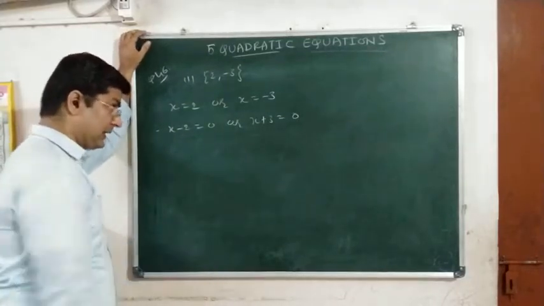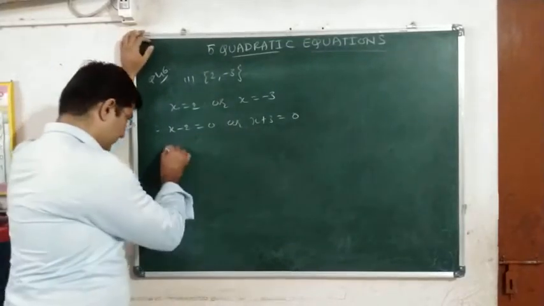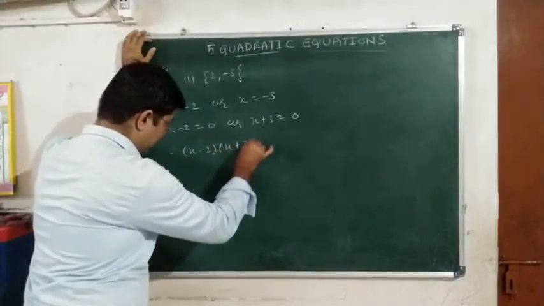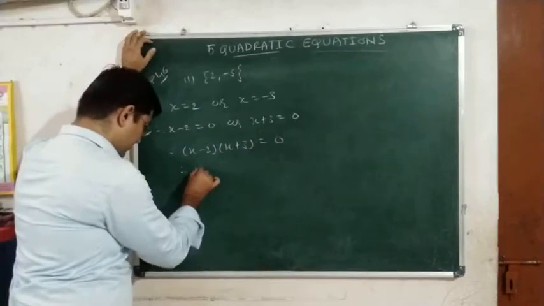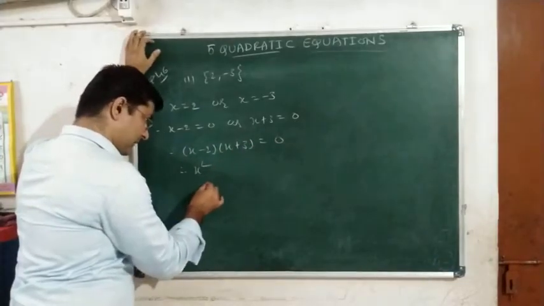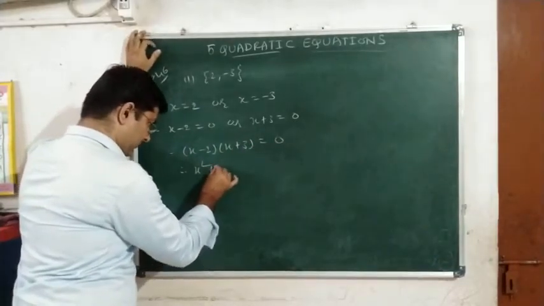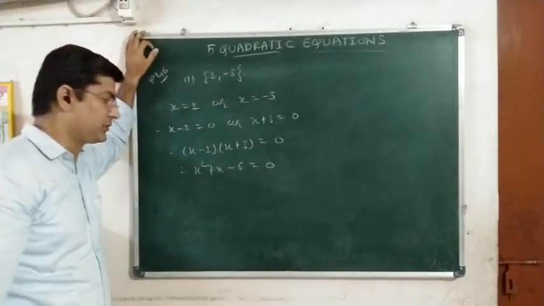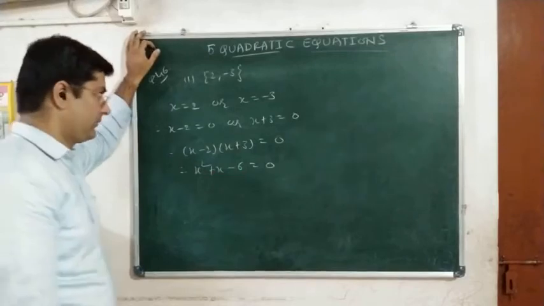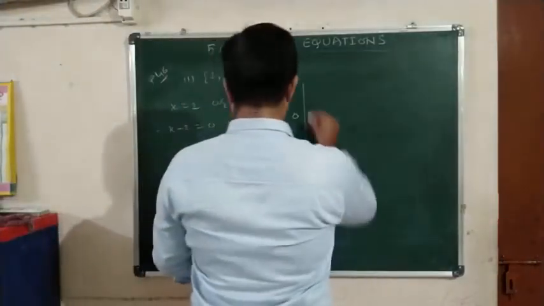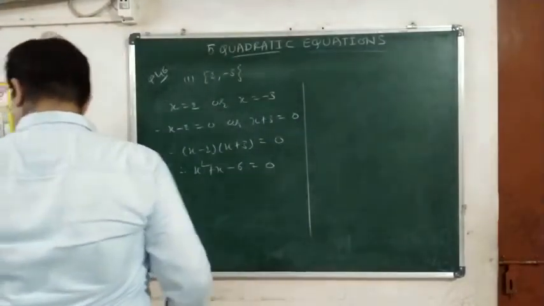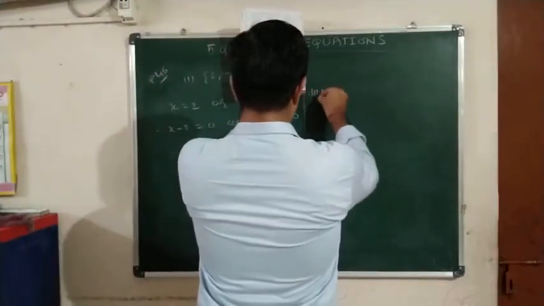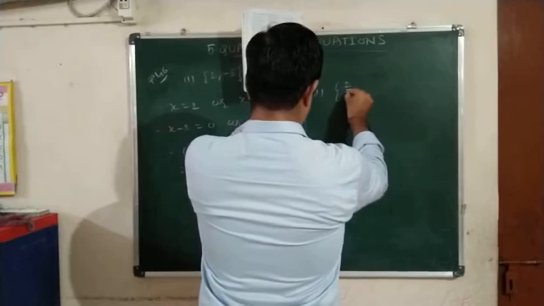Then we will multiply the two equations. Therefore x minus 2 into x plus 3 is equal to 0. Therefore x square plus 3x minus 2x will be plus x minus 6 is equal to 0. So this is the required equation. Clear? So second one you will try, third one I will complete.